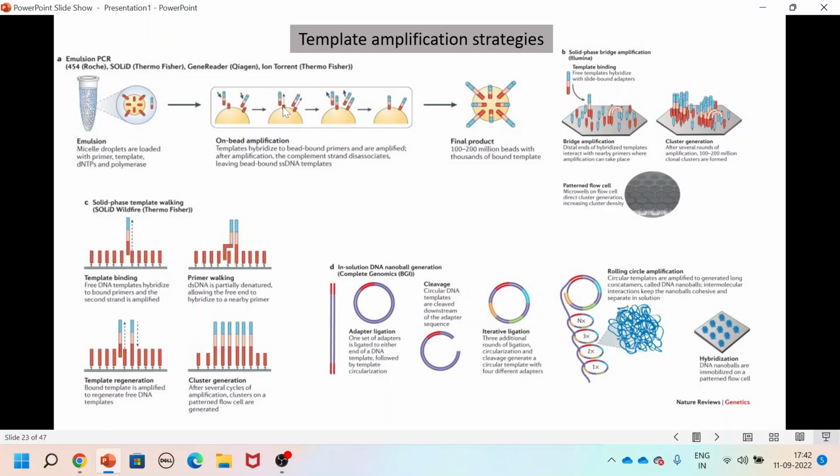So there are different platforms available for the sequencing methods, like Illumina, or 454 Roche, or SOLiD platforms, or there are certain platforms by QIAGEN like GeneReader, or Ion Torrent by Thermo Fisher. So these different platforms utilize different template amplification strategies. For example, emulsion PCR is utilized by 454 Roche, SOLiD, which is a Thermo Fisher platform, and GeneReader, which is a QIAGEN platform, and Ion Torrent, which is again a Thermo Fisher platform.